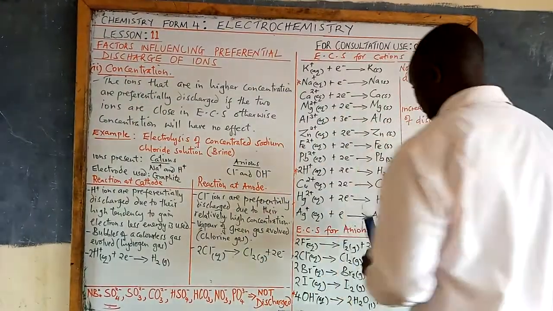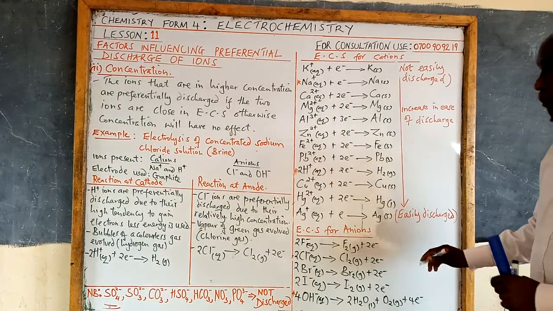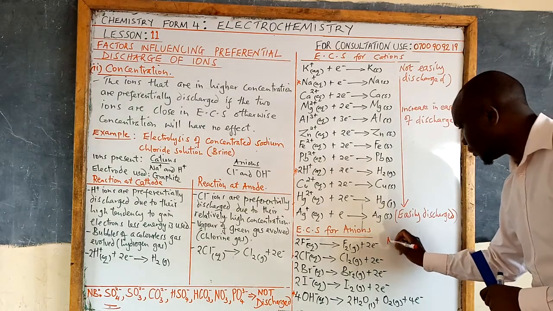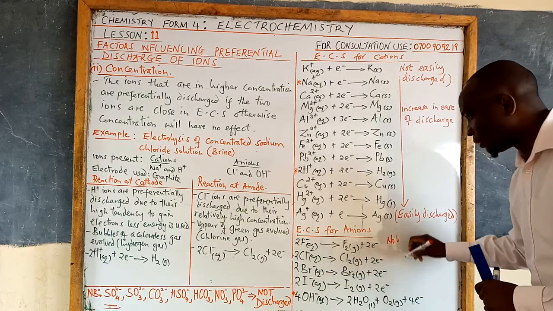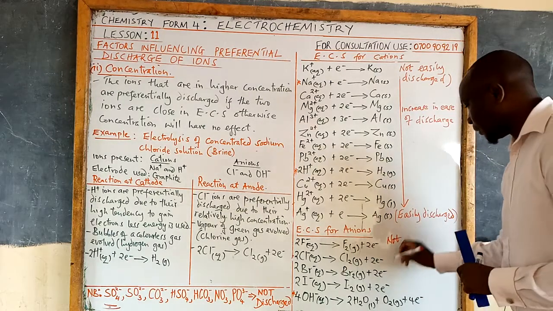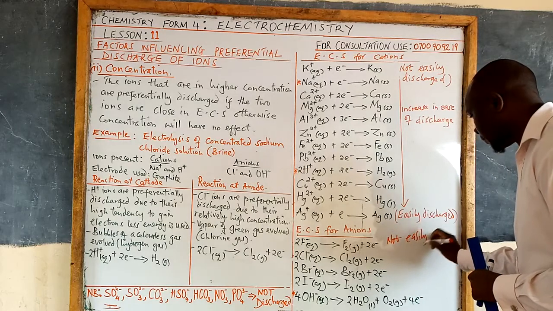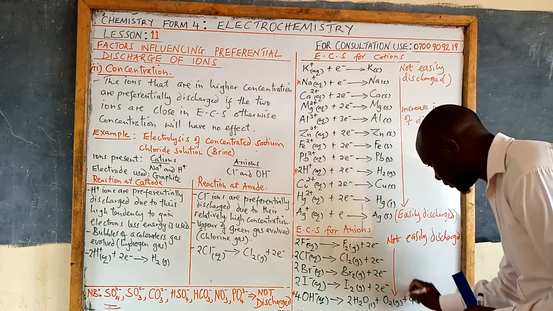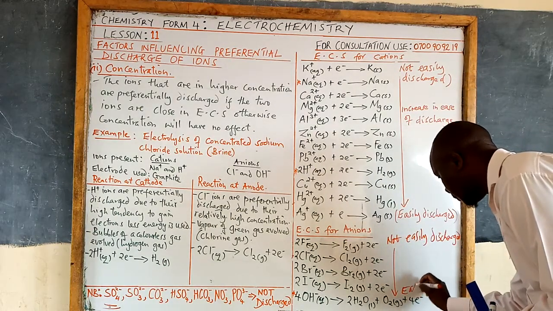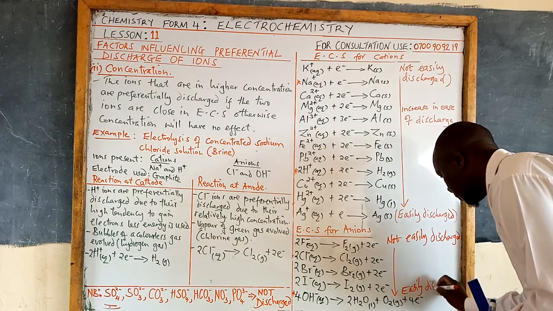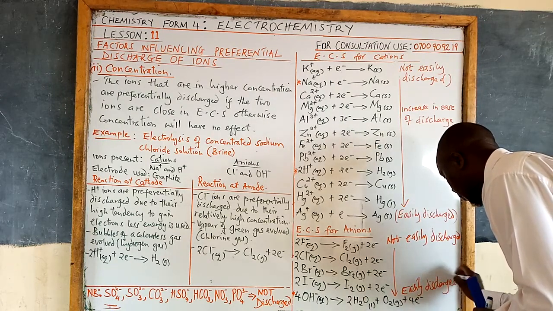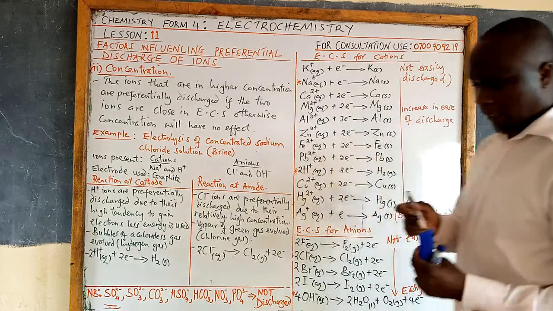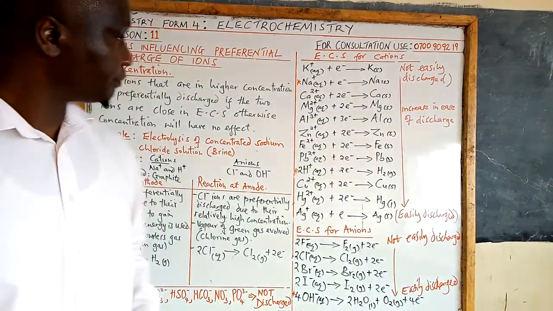Similarly here, for the cations, the one at the top is more reactive. That means this one is not easily discharged. As you move downwards, the one at the bottom is easily discharged. Just as it is the case for the cations, so is the case for the anions.